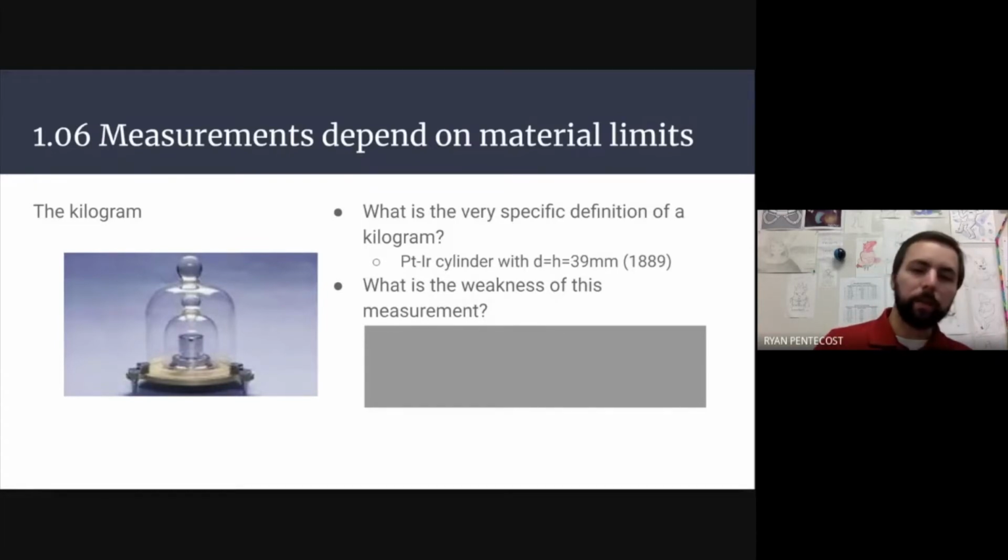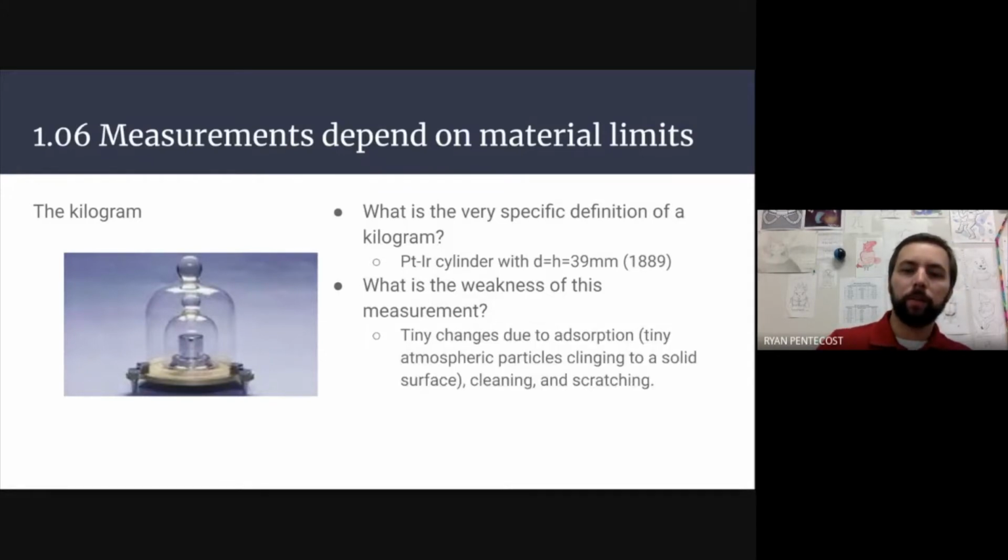Now, what is the weakness of this measurement? Tiny changes due to absorption. For example, tiny atmospheric particles can actually cling to a solid surface, and that can be measured when you're looking at such a very, very exact measurement. Then there's also the cleaning that they have to do on the kilogram to make sure that it doesn't absorb too much material, and as you transfer it, the scratching from the cleaning as well.